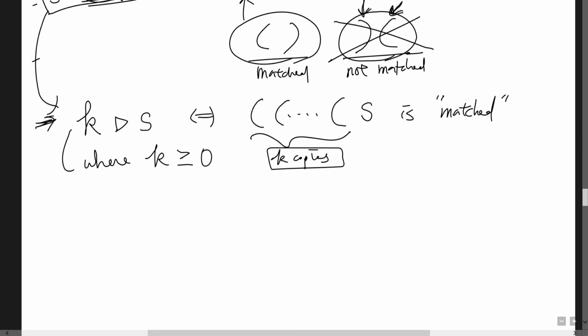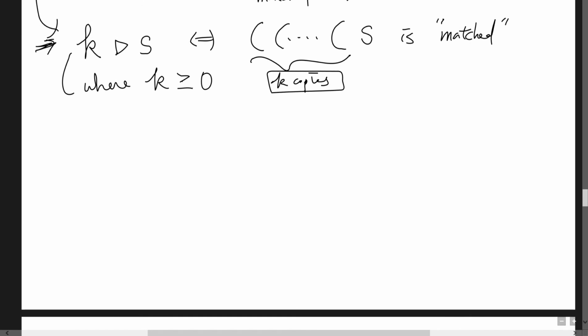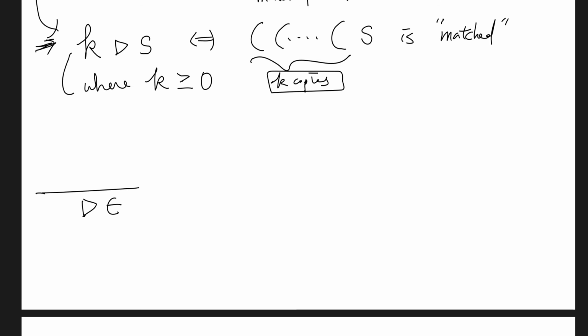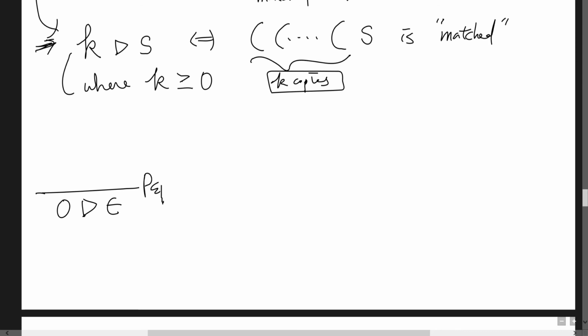Let's develop a system of inference rules for this new judgment. First, what if this string S is epsilon? Then there should be no left parentheses. So this requires K to be 0. This is the P epsilon rule.